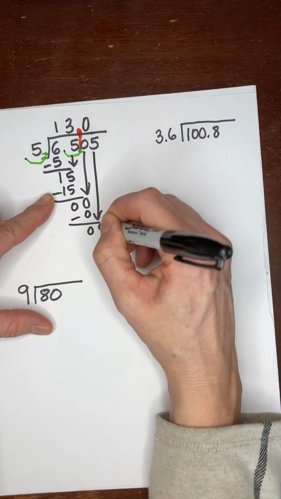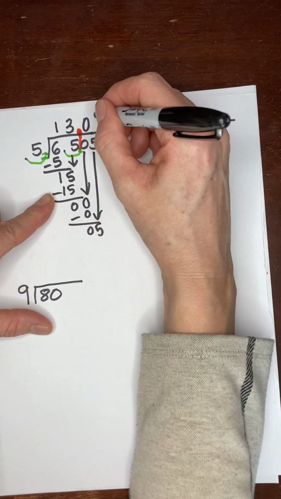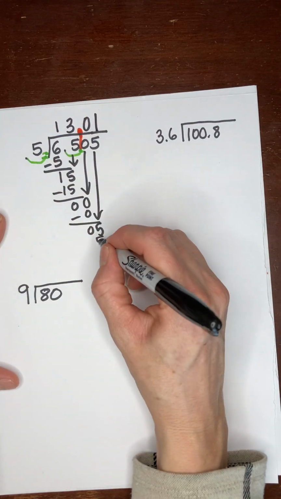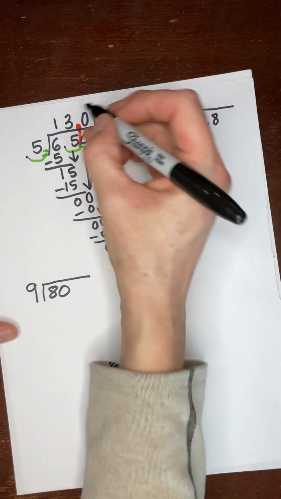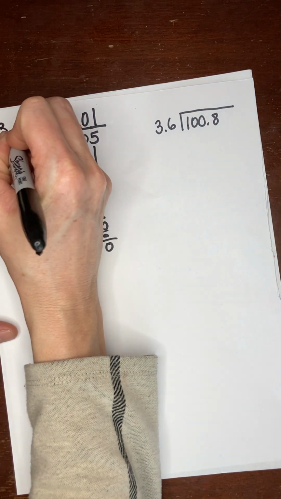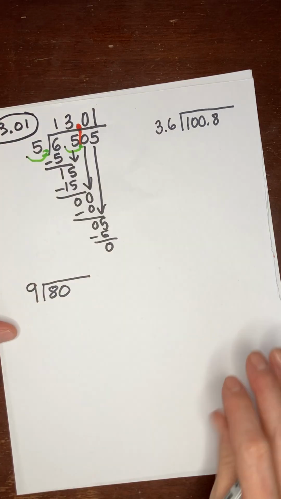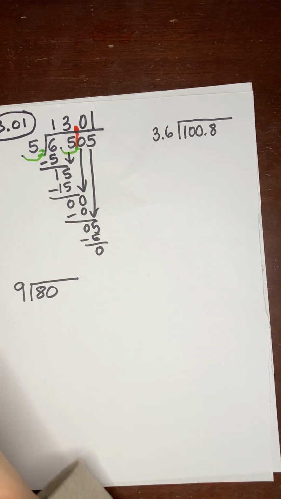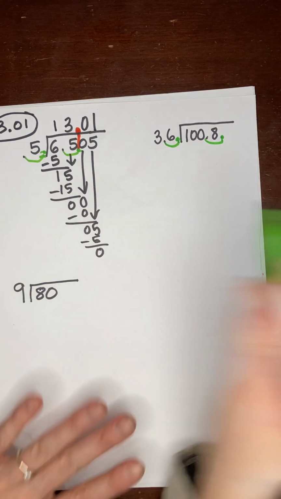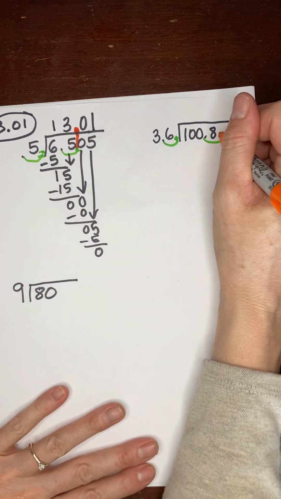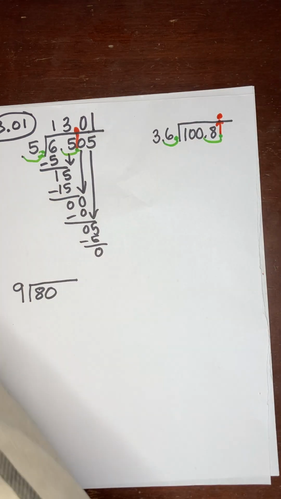And bring down the 5. 5 goes into 5 1 time. 1 times 5 is 5. I don't have any remainder left. Okay, so our final answer here is 13.01. Okay, let's do the next one. Move it, float it, and now let's solve it.